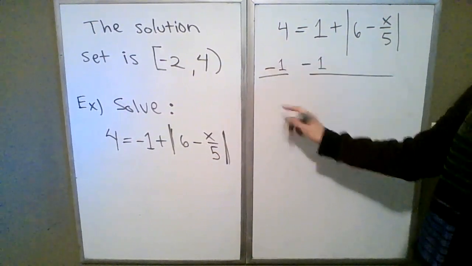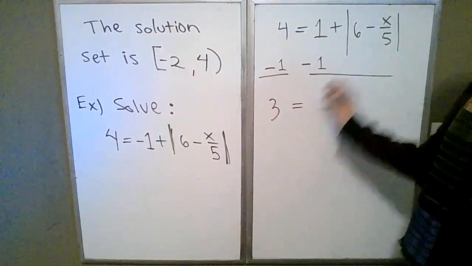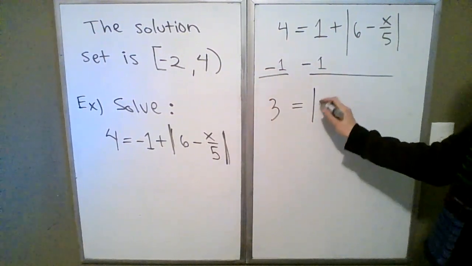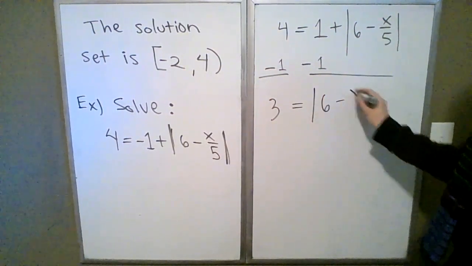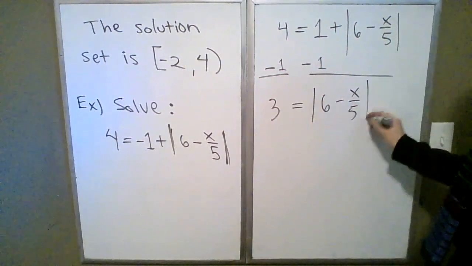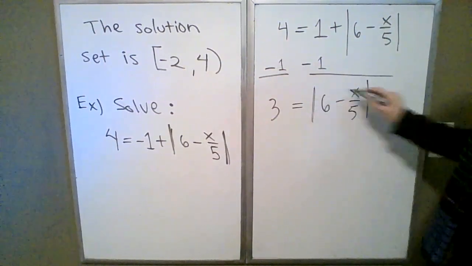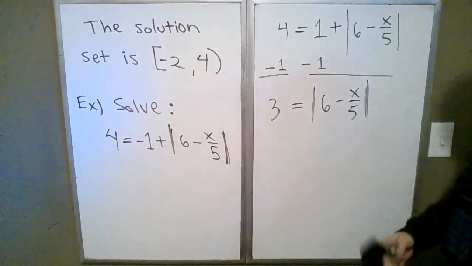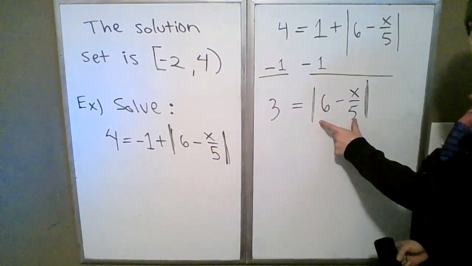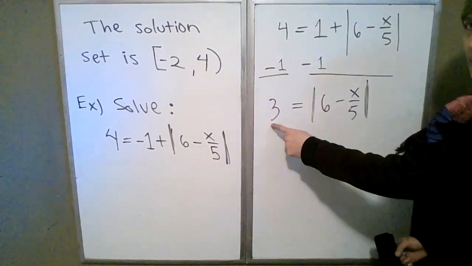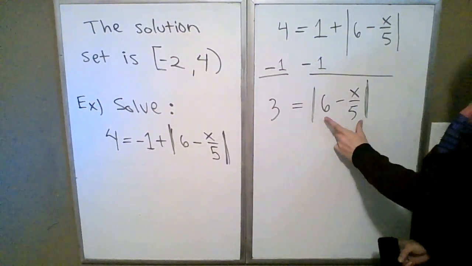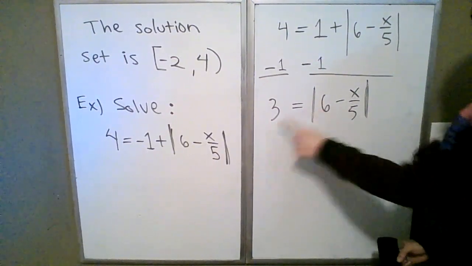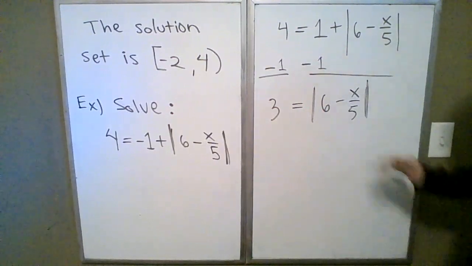Okay, this would be a 3, and it's equal to the absolute value of 6 minus x over 5. Now that I've got the absolute value of this piece equal to 3, either the value inside the bars is equal to +3, or the stuff inside the bars is equal to -3. So you set up 2 equations.